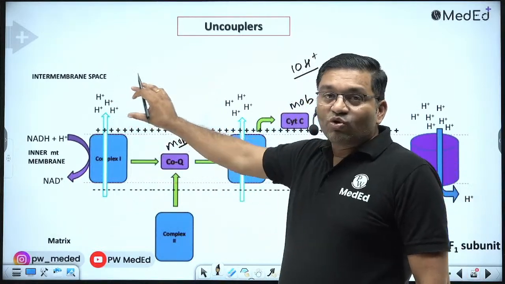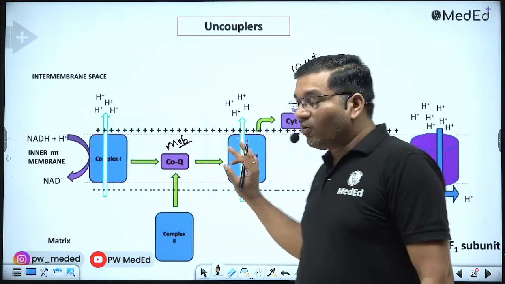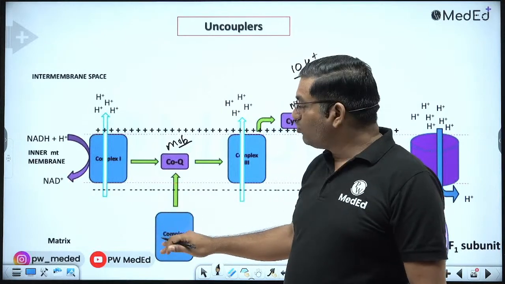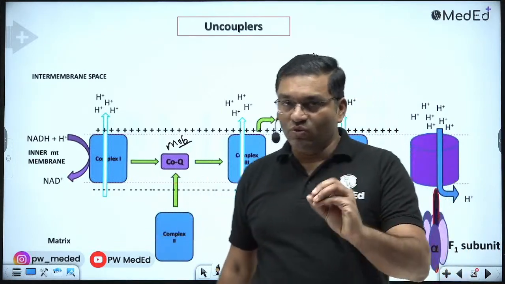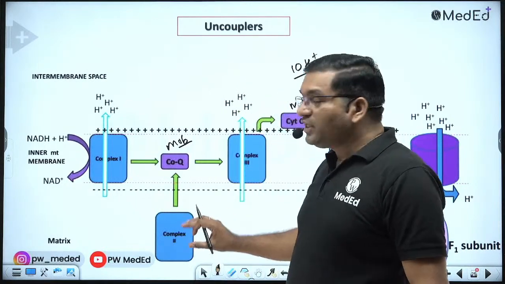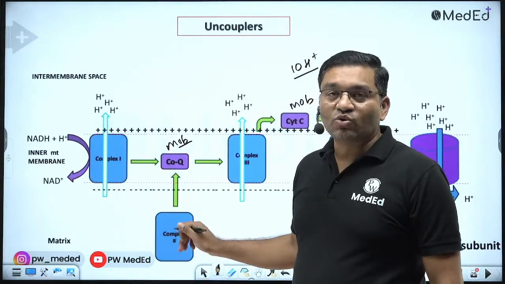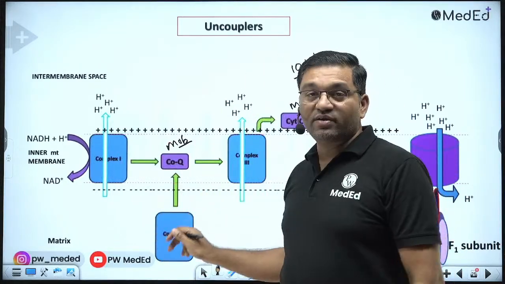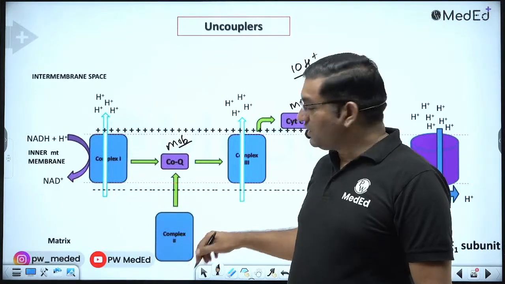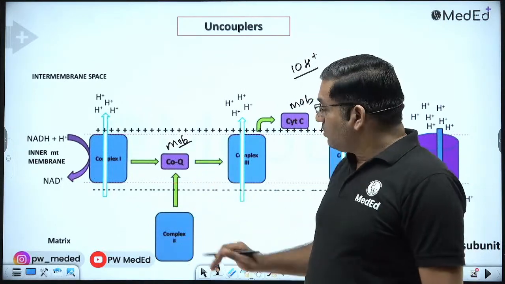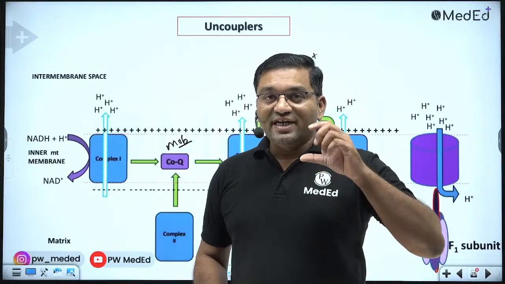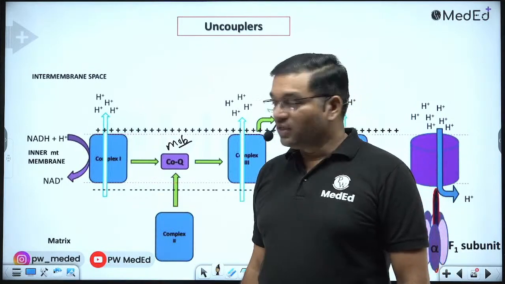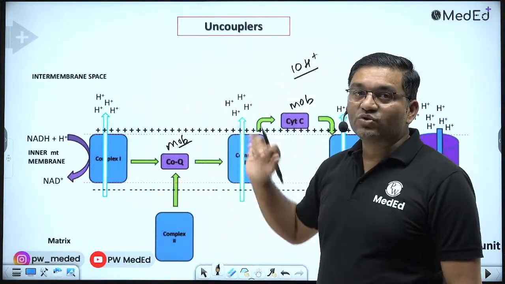So 10 protons are pumped out from complex 1, complex 3 and complex 4, not from complex 2, because the energy generated during the movement of electron from this complex is very low, and also the second important point is it is not a transmembrane protein. These complexes are transmembrane, this is not transmembrane. It does not span the membrane completely, but the principal reason is the energy generated during the transfer of electron through this complex is very low. That's why it is unable to pump the proton into the intermembrane space.